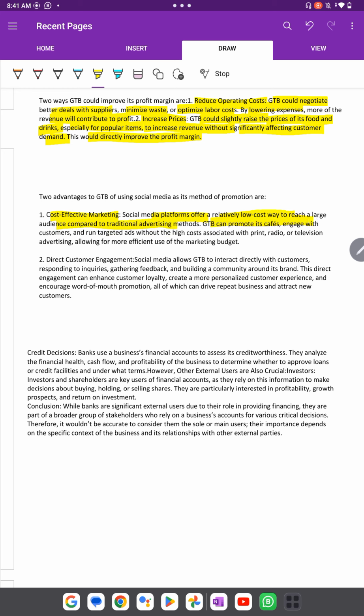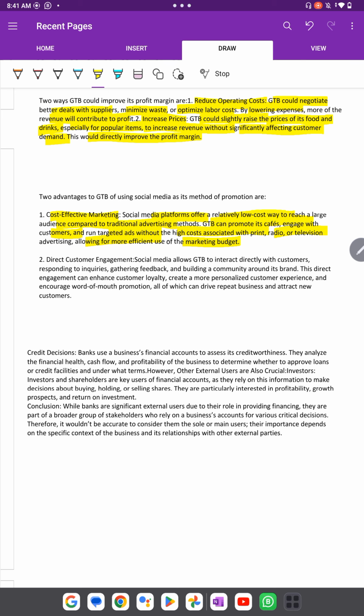GTB can promote its cafe, engaging customers. So as you know, whenever they are using the business name, we are bound to write the application. That's why I'm using the information from the case. So GTB can promote its cafe, engage with customers, and run targeted ads without the high cost associated with print, radio, or television, allowing for more efficient use of the marketing budget.